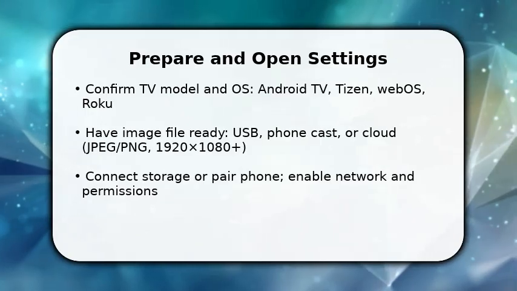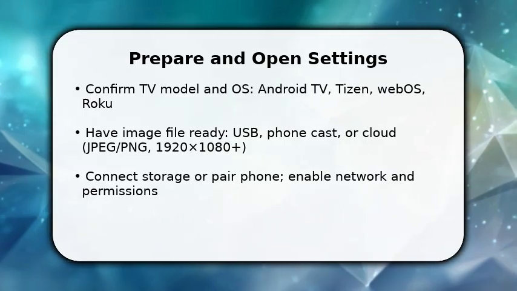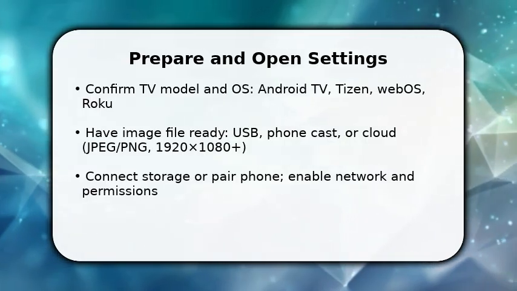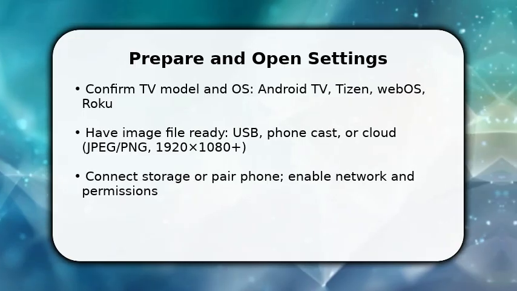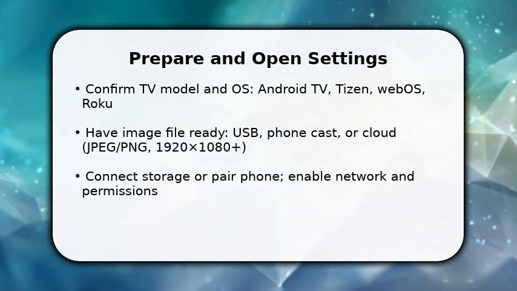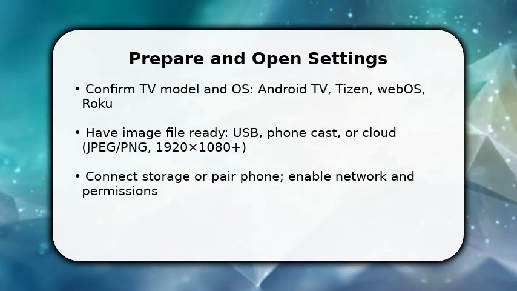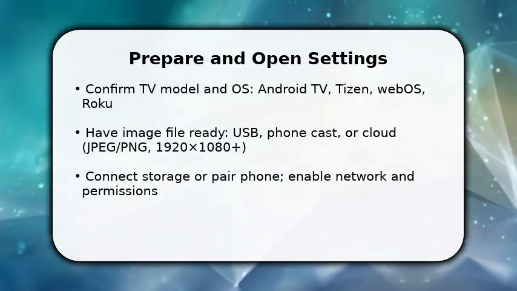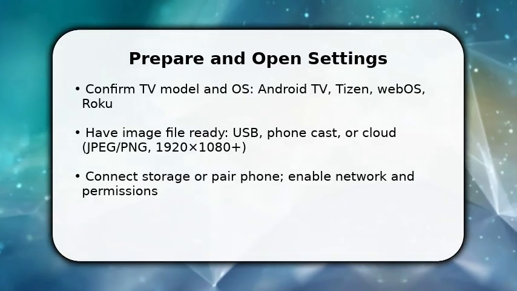You start by preparing what the TV needs and then open the Settings app. Make sure your TV model and OS are known because menus differ. Once done, connect the USB drive or enable phone casting and sign into cloud storage if you'll use it. You need the image in a supported format and a reasonable resolution.